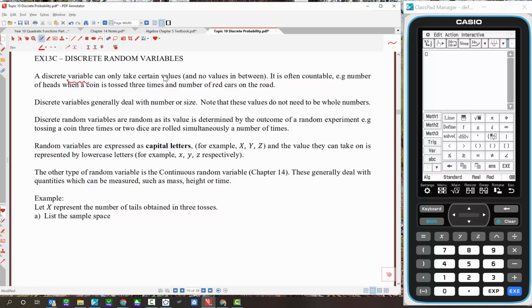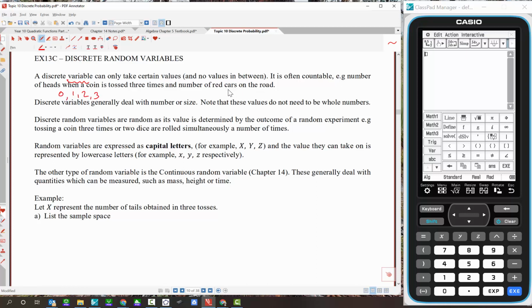It can only take certain values and no values in between. Like it's either there or it's not there, basically. So it's often countable, like the number of heads when a coin is tossed 3 times. So it's either going to be 0, 1, 2, or 3, and nothing in between those values. So you can't get half a head. That doesn't work. It's either 0 heads, 1 head, 2 heads, or 3 heads.